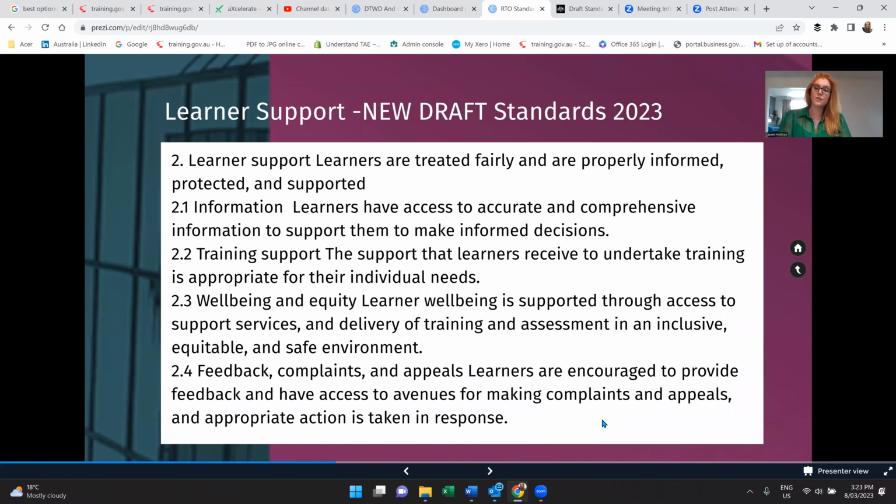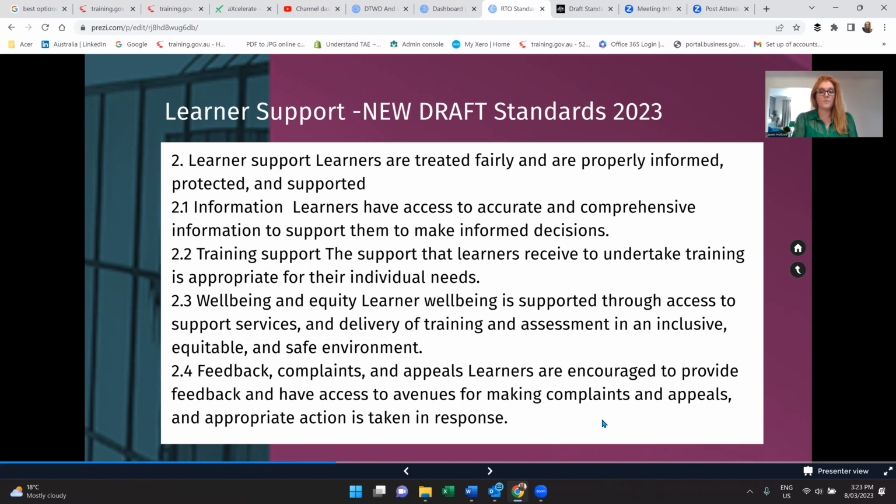Now, with the new standards for 2023, learner support is going to become greater, and it's going to be more in line with what we've been providing in the CRICOS space for quite a while. Learners are treated fairly and are properly informed, protected, and supported. Okay, this is going to be a very interesting and challenging space for RTOs, but that is the language of the new draft standards. Learners have access to accurate and comprehensive information to support them to make informed decisions.